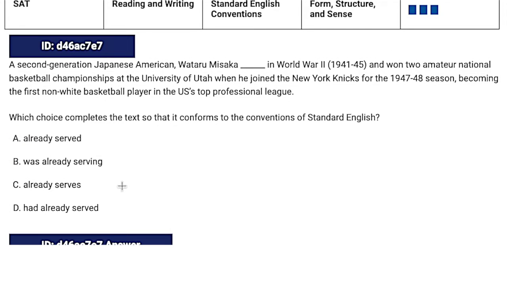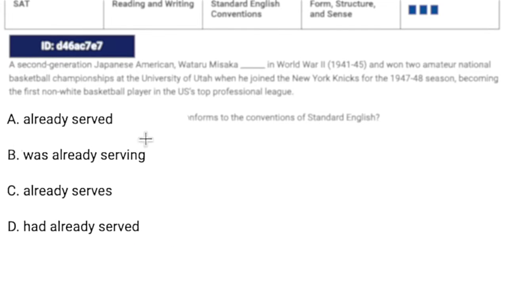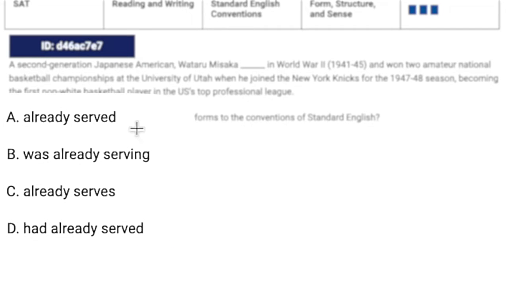And it's not always going to be that clear, but let's see what happens if it doesn't work out so easily. So already served, that could be singular or plural, right? He already served, they already served. B is singular, he was already serving. C is going to be singular, he already serves.